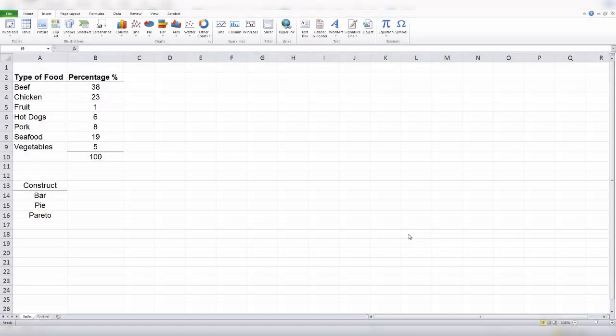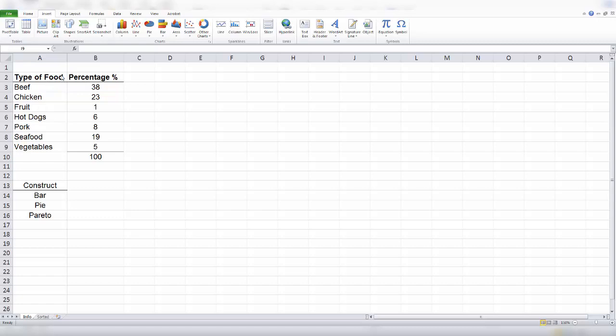Visualizing categorical data. We are given the results of a barbecue preference survey about the types of food people want to grill. Type of food is our categorical variable. Notice that it is represented by these categories: beef, chicken, hot dogs, vegetables, etc. And the percentages are associated with each category. But our variable is type of food. And we have one variable, and we would like to create a Pareto chart.